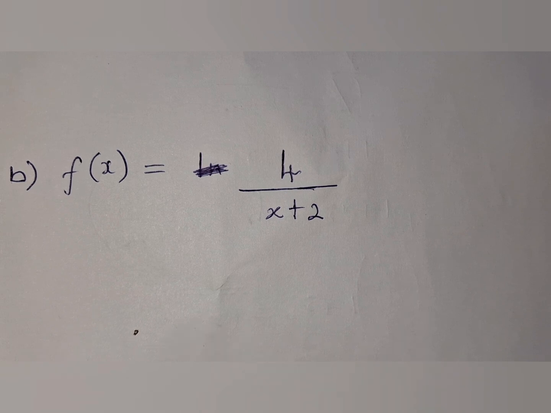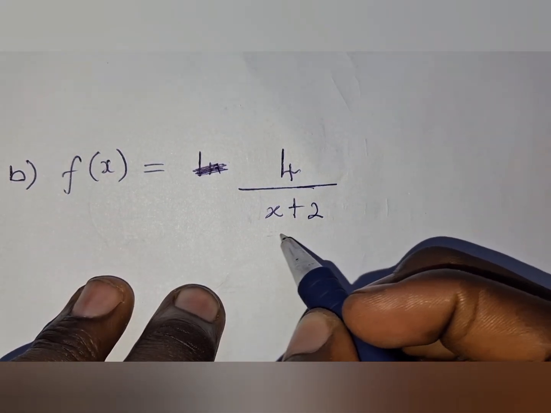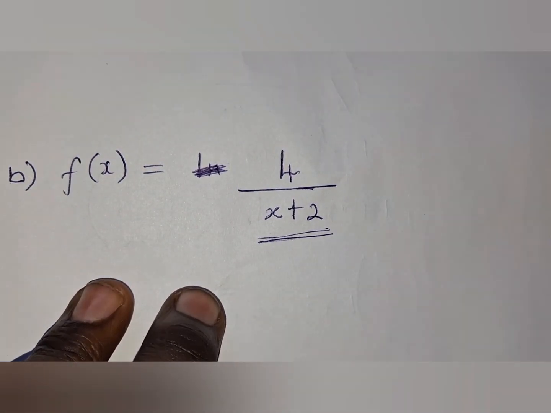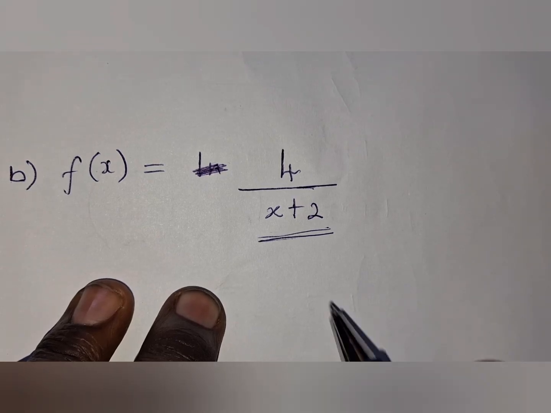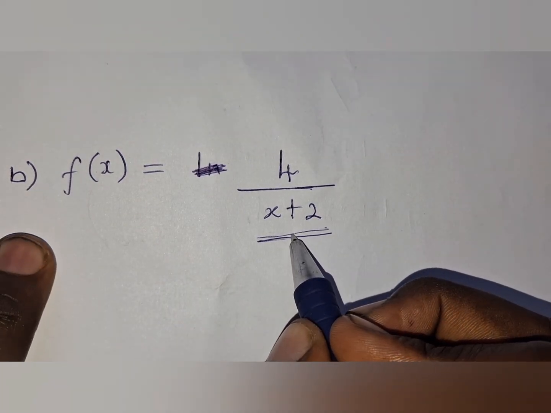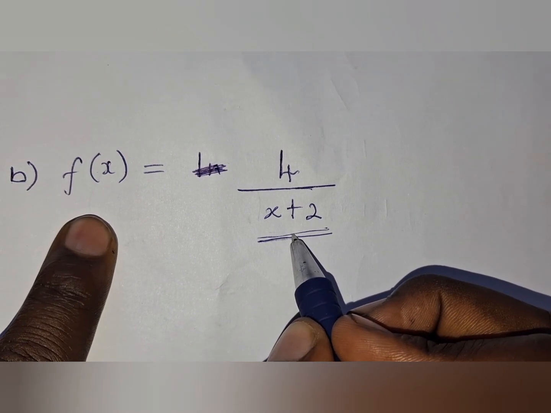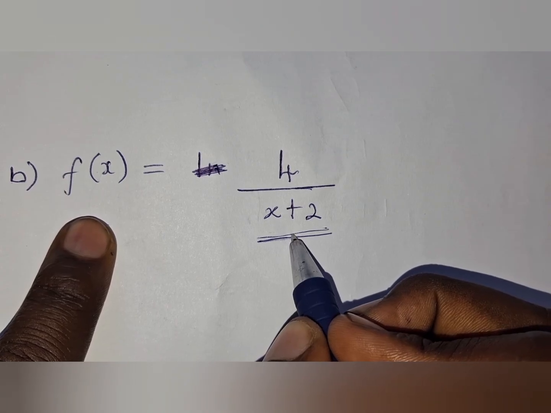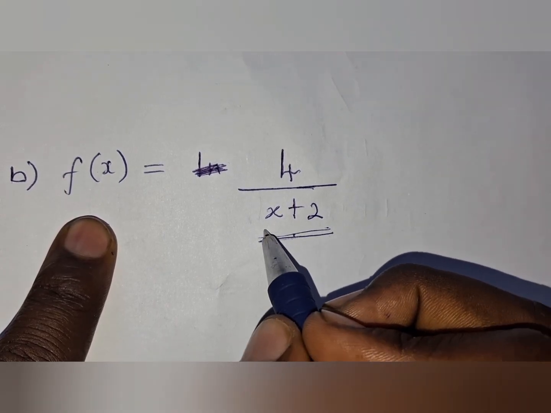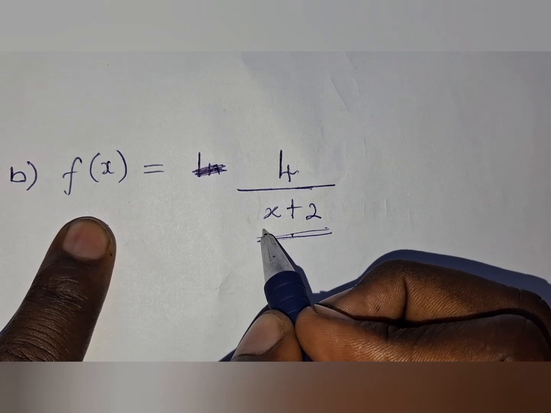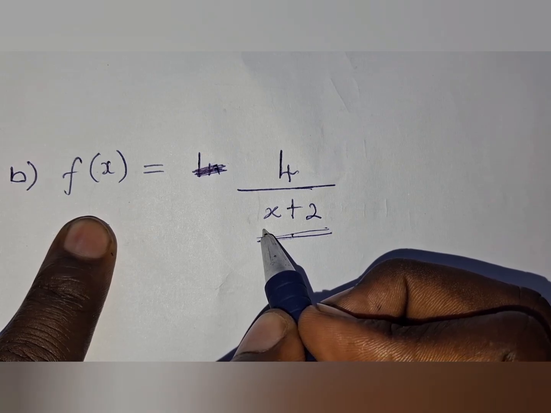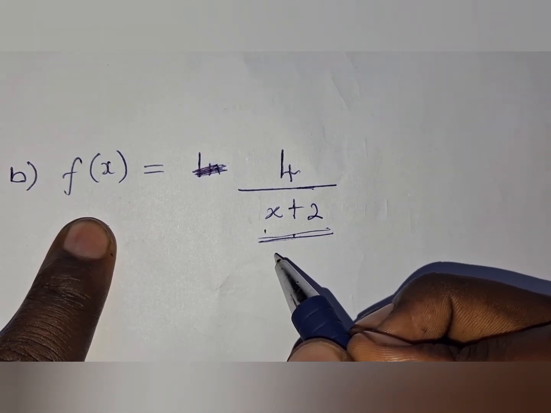So here we are looking at our denominator. And we know that if this denominator is 0, which means that f of x is going to be undefined, hence the value of x when the denominator is 0 is not part of the domain.